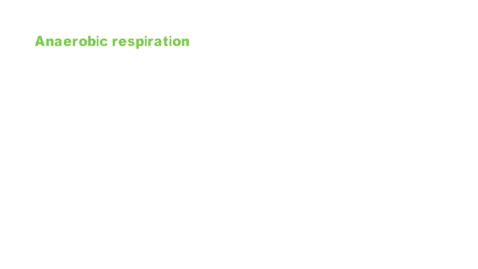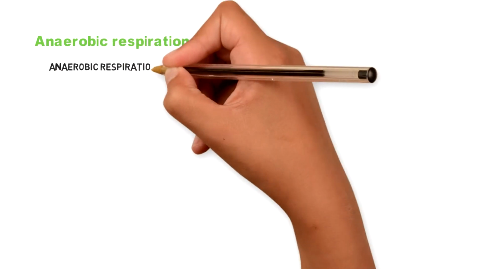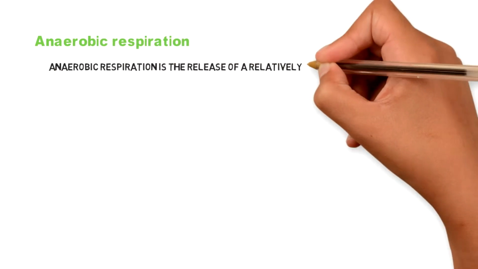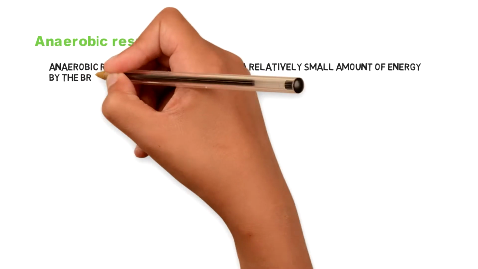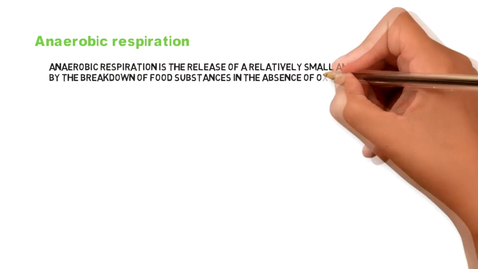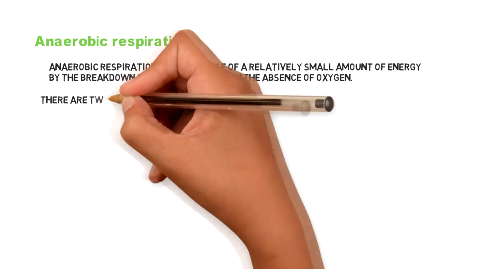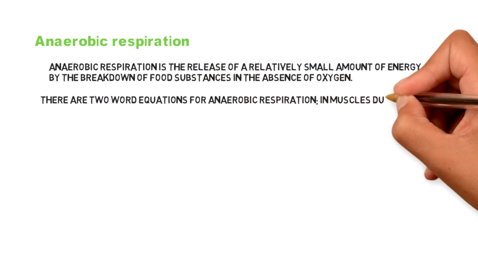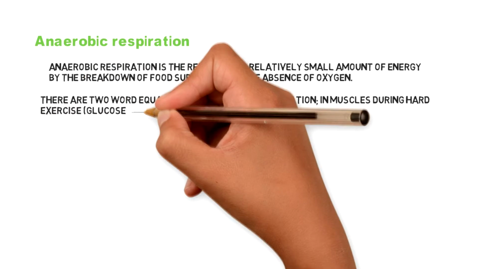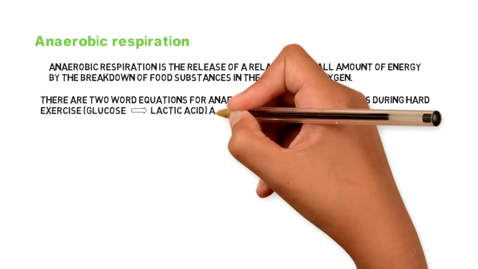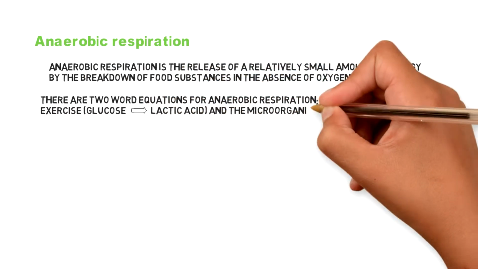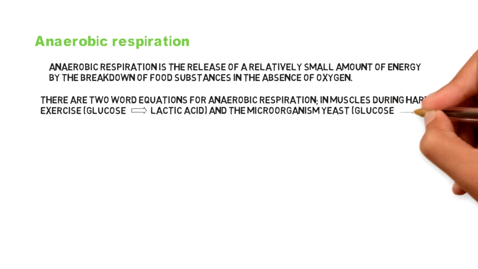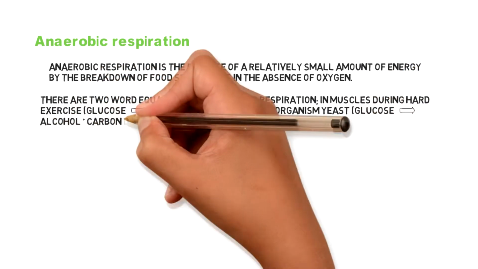Anaerobic respiration. Anaerobic respiration is the release of a relatively small amount of energy by the breakdown of food substances in the absence of oxygen. There are two word equations for anaerobic respiration. In muscles during hard exercise, glucose equals lactic acid, and in the microorganism yeast, glucose equals alcohol plus carbon dioxide.